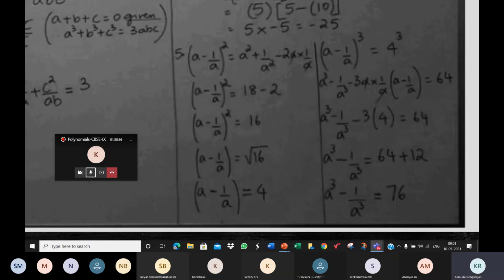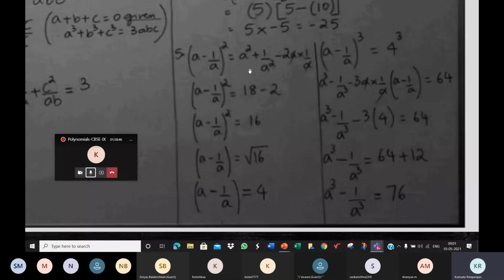So to find, see, it's like this. To find the value of a cube minus 1 by a cube, you need the value of a minus 1 by a. So you need to find the value of a minus 1 by a using a square plus 1 by a square, which is given to us. So I told you a minus 1 by a is an expression with lower order. So write that. You need to find the value of a minus 1 by a. Write it and square it.